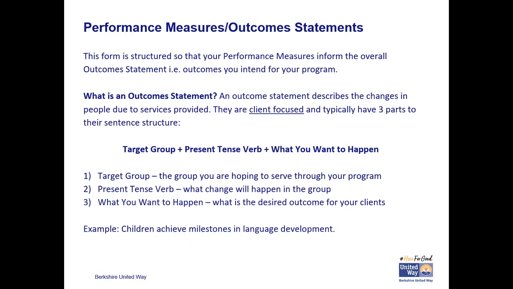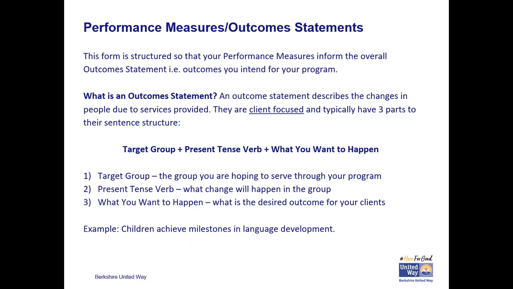Yep. So then we move on to performance measures and outcome statements. It's going to look a little different from your Clear Impact portal and what we were reporting on as performance measures. Really, a performance measure is a statistical measure that informs your outcome statement, what you intend for your program. So what is an outcome statement? An outcome statement describes the changes in people due to the services you're providing.